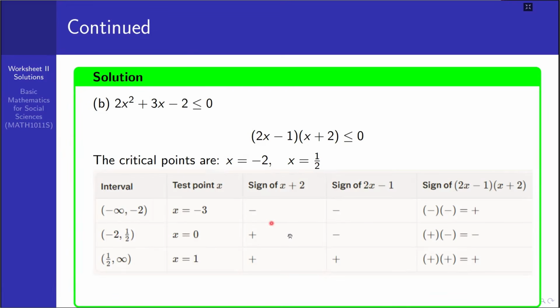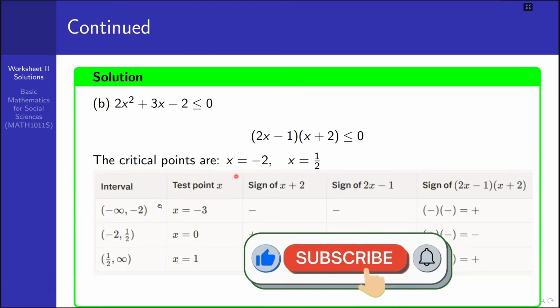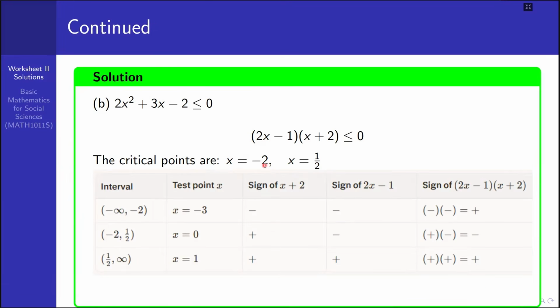To determine that, we can apply or simply use the sign chart method. The first interval, that is x from negative infinity to -2. The second one is in between -2 and positive 1 over 2, and the third one is said to be from 1 over 2 to positive infinity.